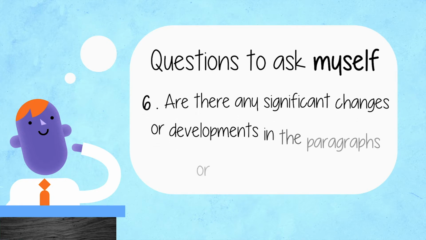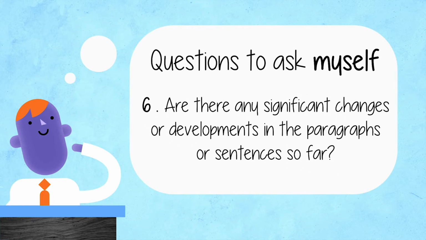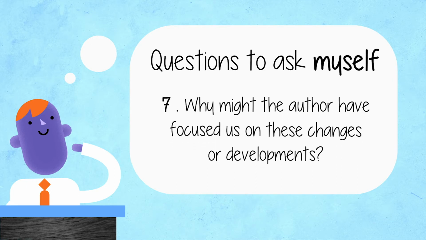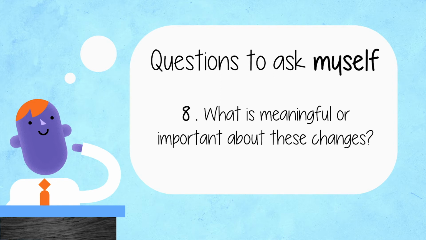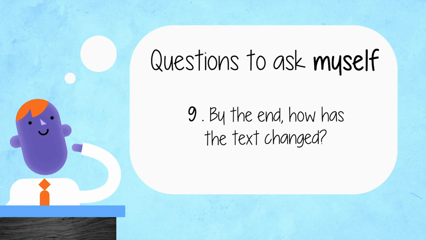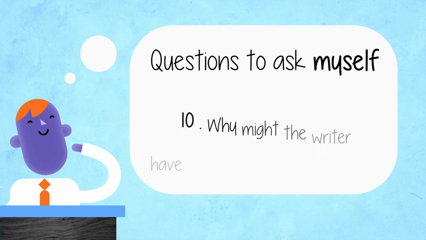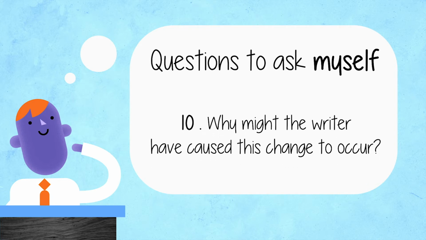Number 6. Are there any significant changes or developments in the paragraphs or sentences so far? Number 7. Why might the author have focused on these changes or developments? Number 8. What is meaningful or important about these changes? Number 9. By the end, how has the text changed? Number 10. Why might the writer have caused this change to occur?